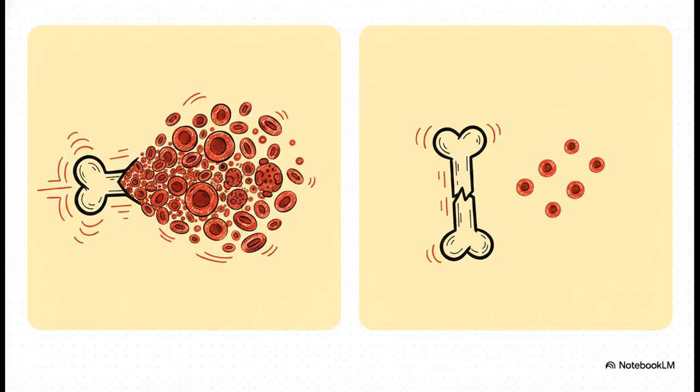On the left, we have regenerative anemia. Here, the bone marrow is vigorously pumping out these large, immature reticulocytes. So what's the resulting pattern? Well, MCV goes up because the new cells are physically large, MCHC goes down because they literally haven't finished making their hemoglobin yet, RDW goes up because you now have a messy mix of different cell sizes, and of course the retic count is high.